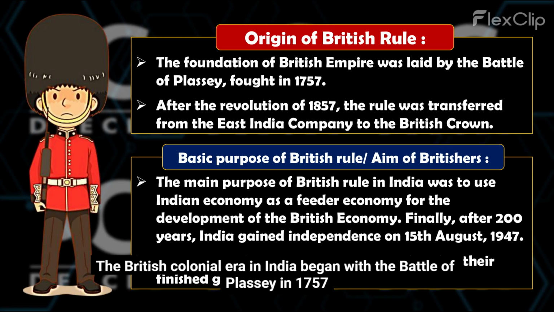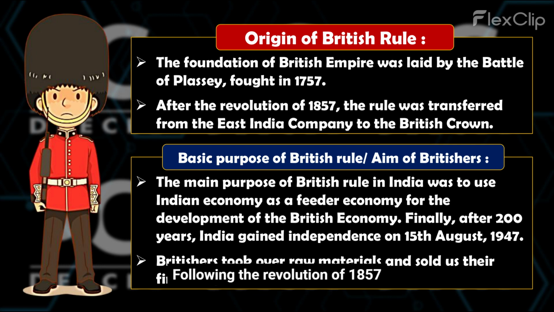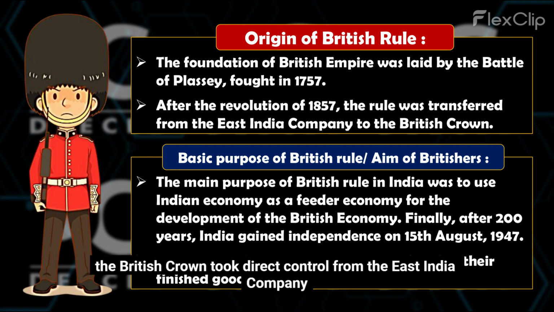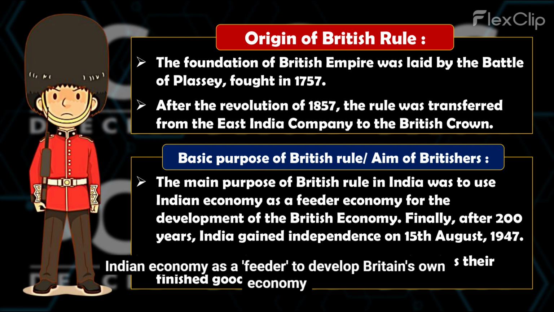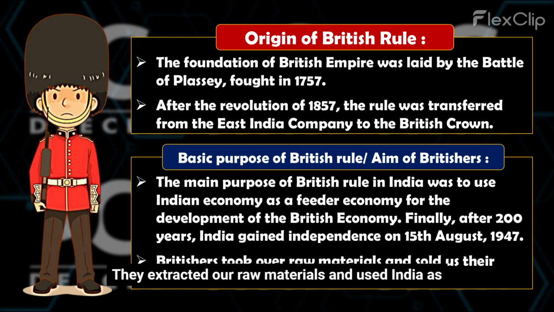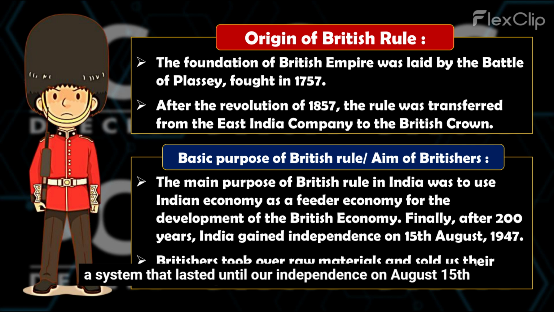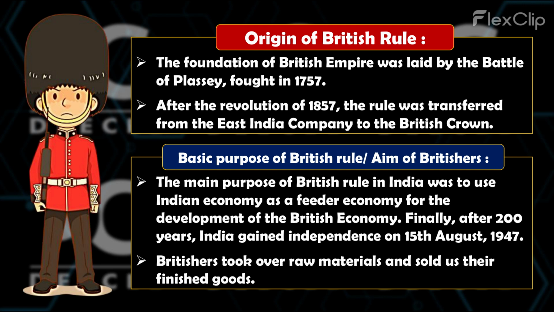The British colonial era in India began with the Battle of Plassey in 1757. Following the Revolution of 1857, the British Crown took direct control from the East India Company. It's crucial to realize that for 200 years, the fundamental aim of British rule was to use the Indian economy as a feeder to develop Britain's own economy. They extracted our raw materials and used India as a captive market to sell their finished goods back to us, a system that lasted until our independence on August 15, 1947.